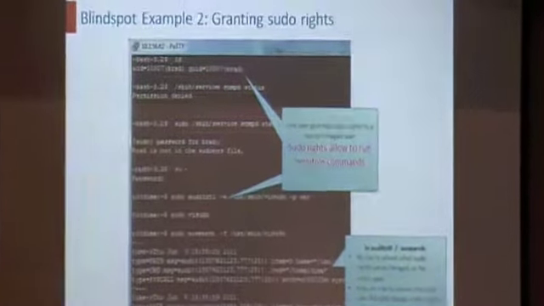Even if you run auditctl or ausearch, which are the auditing tools, you will have no clarity about what sudo rights were given to this person and what this user actually did after he was granted those rights.